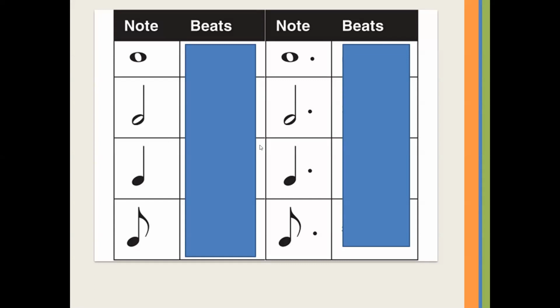So what are the values for these notes? We have a whole rest, a dotted whole rest, a minim, dotted minim, crotchet, dotted crotchet, a quaver, dotted quaver. So let's give ourselves 2 minutes, 5 minutes is too much. Starting now.